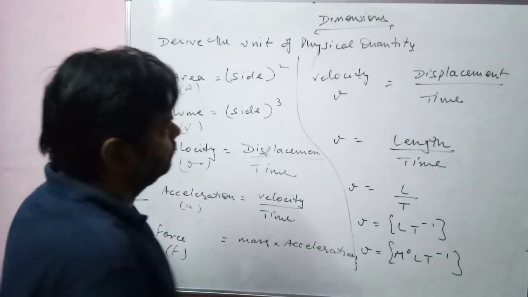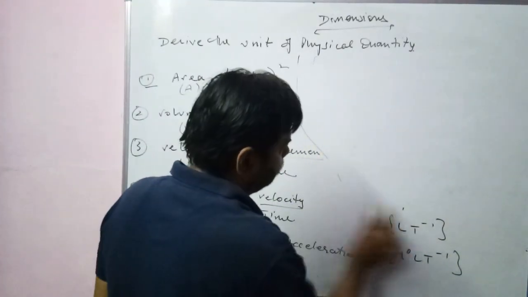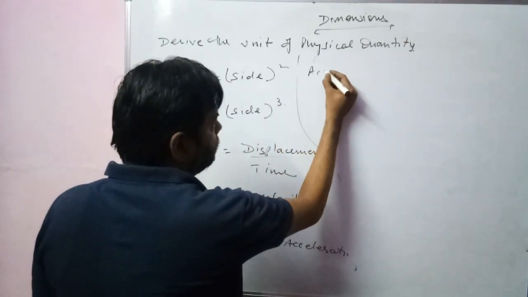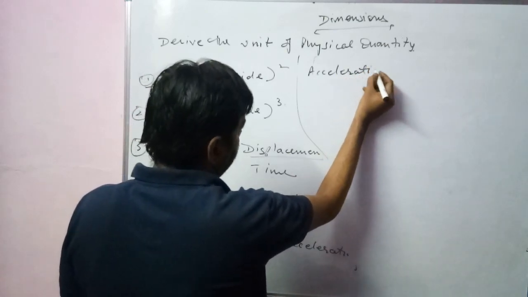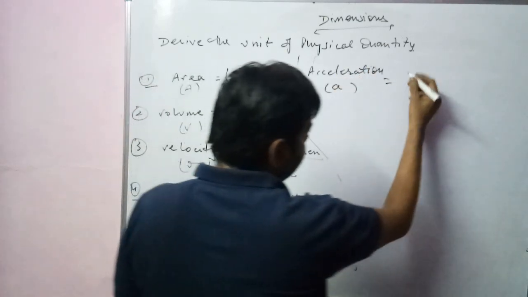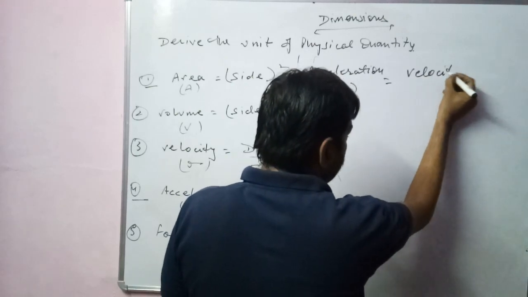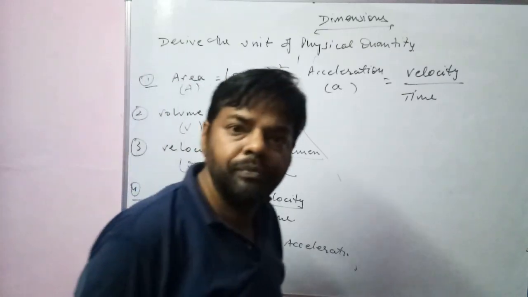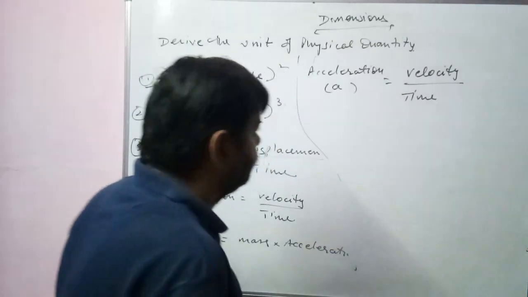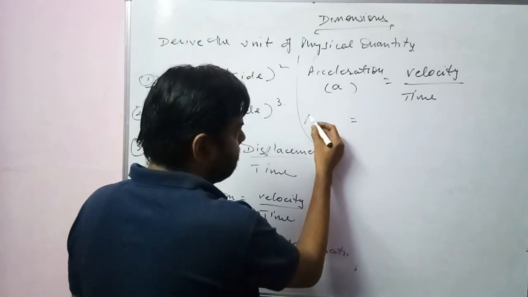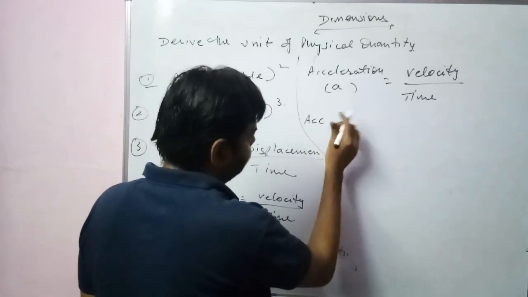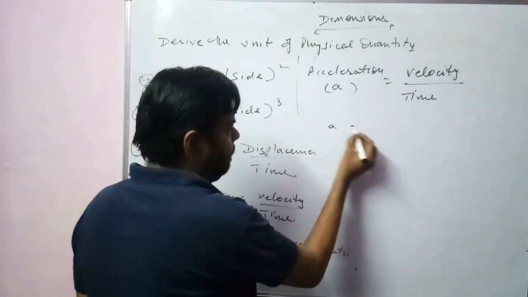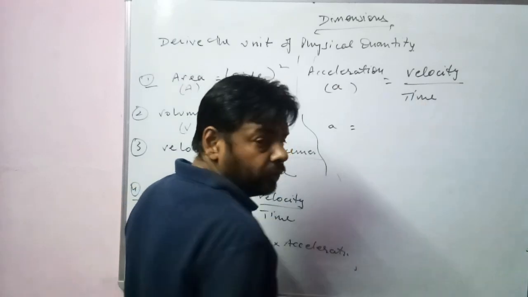Now the next one. Acceleration. Symbolic representation is A, and it is written as velocity upon time. There is a shortcut, friends. I will discuss the shortcut afterwards. So, we can say that the acceleration, small a, is written as velocity.